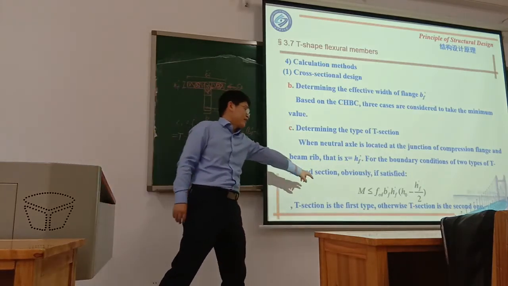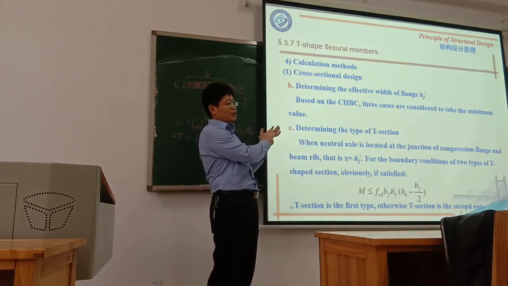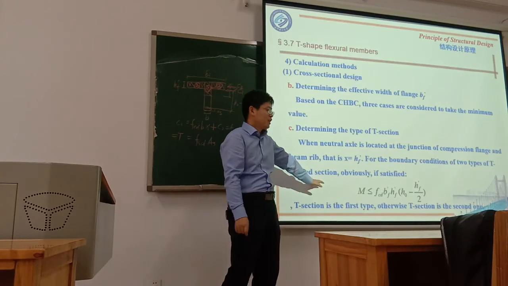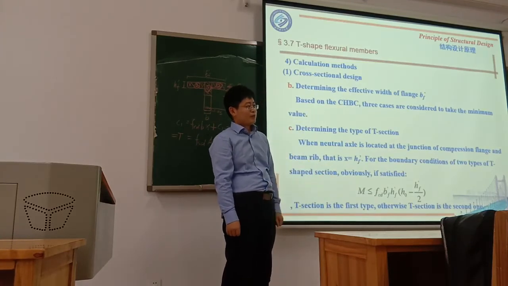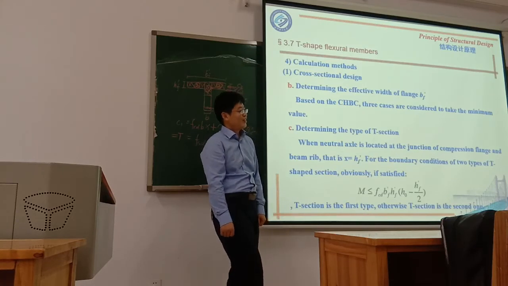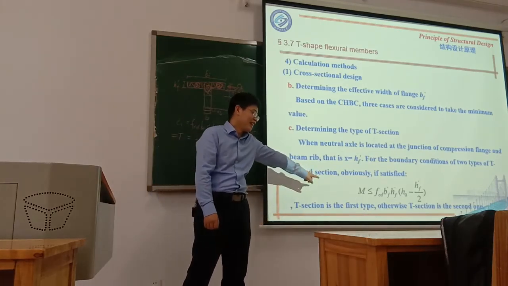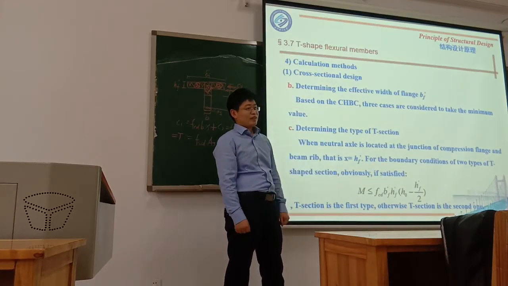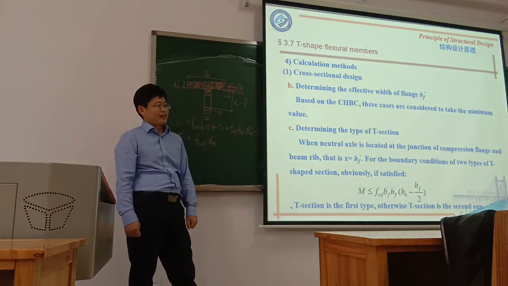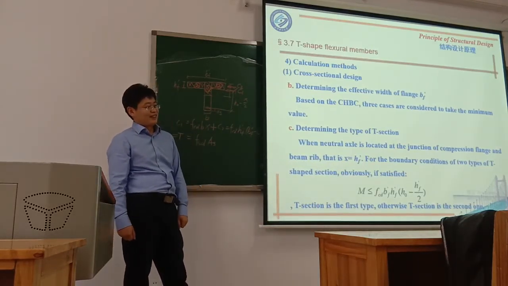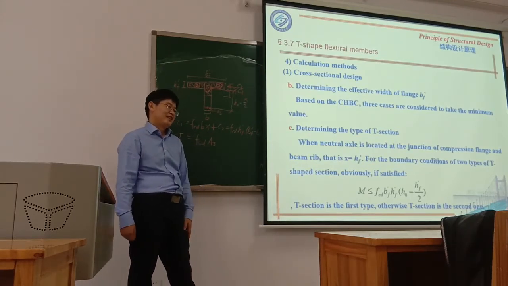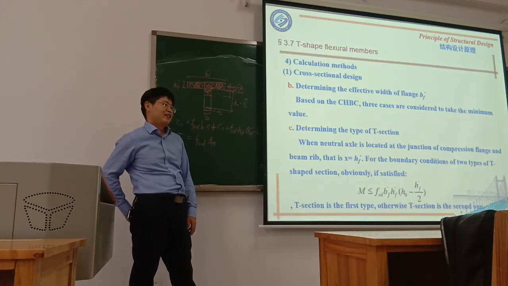If this moment is smaller than gamma 0 MD, so this T shape belongs to which one? Type 1 or type 2? Which one? Smaller than MD. This M actually is MU, the resistor moment. Type 2. Think about it. Resistor moment. Small. If it's small, it's like one.